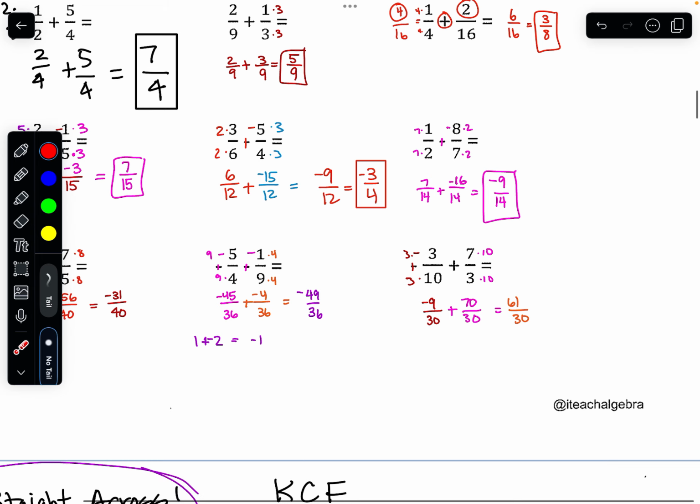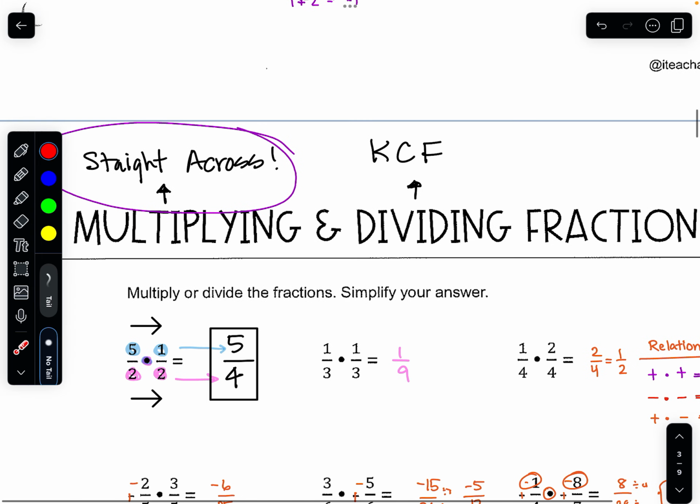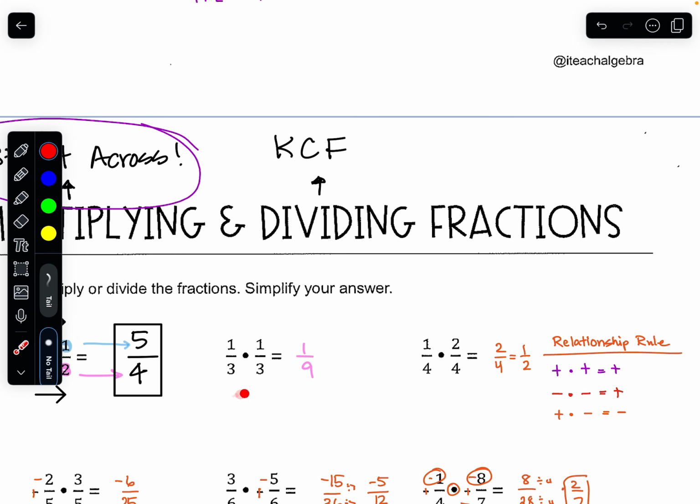Okay. All right, move on to multiplying and dividing fractions. This is so much easier than adding and subtracting. You don't have to get a common denominator. It's quite simple. Every single time you're multiplying fractions, all you do is multiply straight across. 5 times 1 is 5. 2 times 2 is 4, and simplify it if you can. This does not need to be simplified. So we just multiply straight across, very straightforward, right?